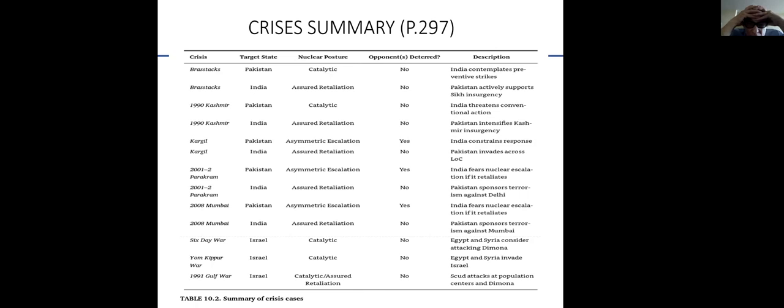And then the bottom ones by Israel. But nobody was deterred because Israel never used nuclear weapons. Egypt and Syria considered attacking Dimona, that's the main Israeli nuclear reactor that was originally built for the Israelis by the French in the 60s. In the Yom Kippur War, Egypt and Syria invaded Israel, but Israel did not retaliate with nuclear weapons. And then during the Gulf War, there were Scud attacks at population centers and at Dimona. But Israel did not retaliate.